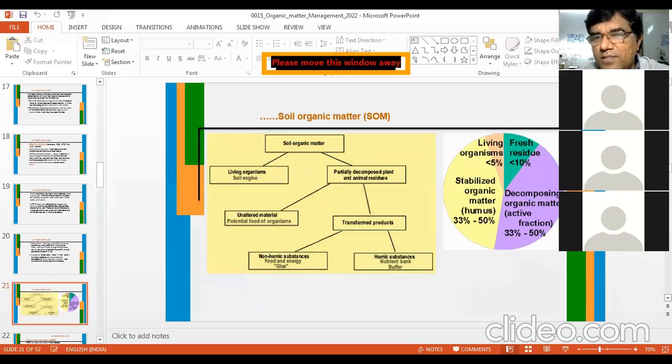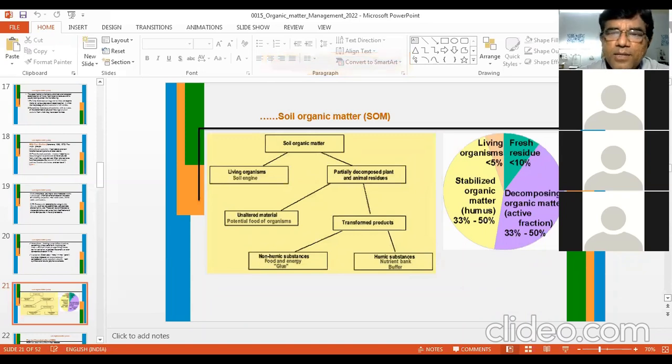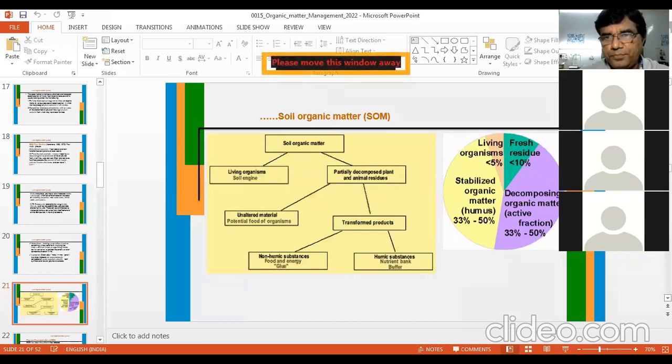And you see on the right circle, the percentage-wise makeup of soil organic matter. Less than 5% is living organisms, and stabilized organic matter, humus, is 33 to 50%. The range is very large. It will depend upon climate, soil, and cropping conditions. And decomposing organic matter, that is the active fraction, is a kind of food for organisms. It consists of 33 to 50%, and fresh residue at any given point of time may be less than 10%. This is the typical composition of soil organic matter.